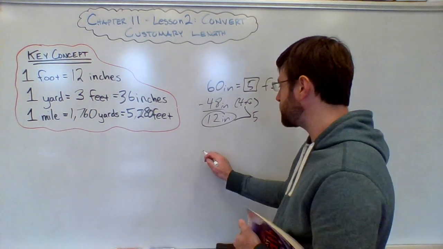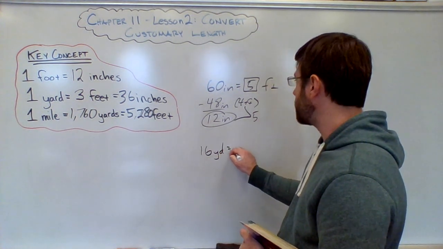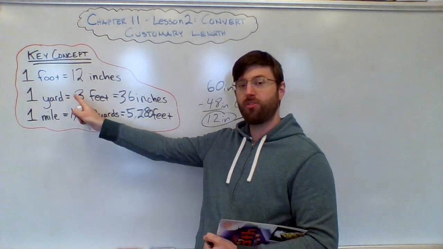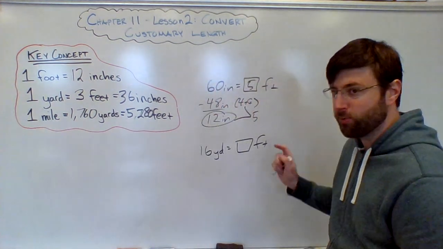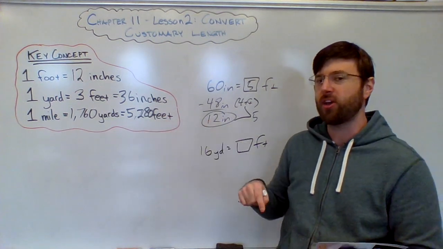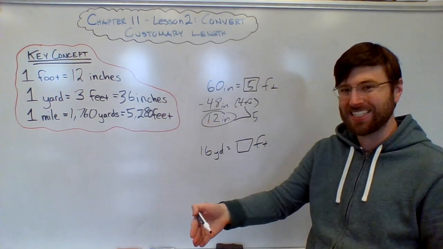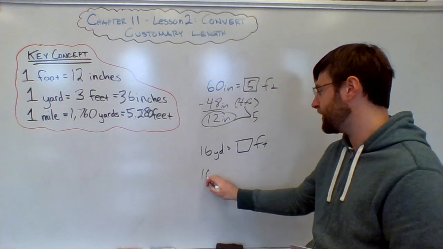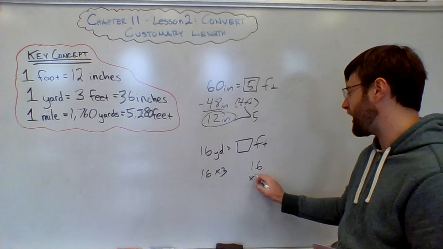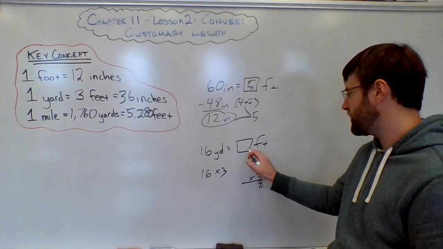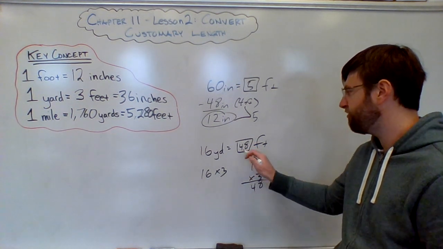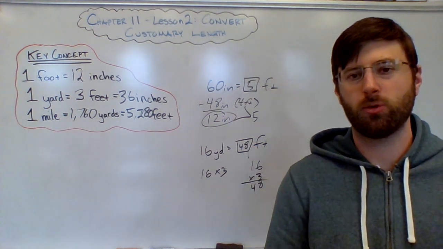And for number 2, it says 16 yards is how many feet? How many feet are in a yard? 3 feet are in 1 yard. So we need to break these. So every yard is worth 3 feet. So in that case, I've got 16 groups of 3. 16 times 3, which I would just stack to solve to get 18, and then 30 plus 10 is 40. So 48 feet in 16 yards with multiplication.